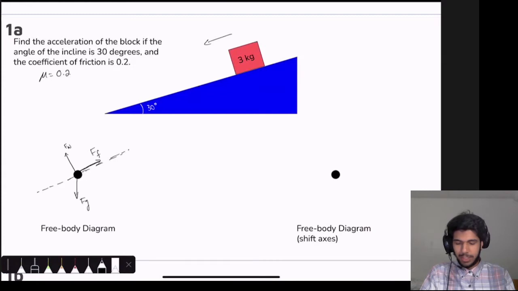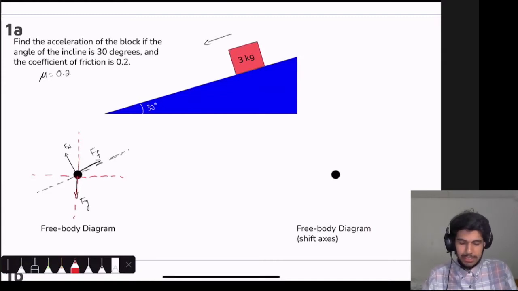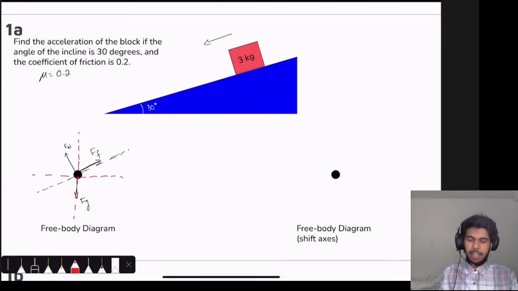And it looks kind of weird, right? Because the force of friction is at an angle and the normal force is at an angle. What I mean by angle is when we look at our normal coordinate axes, F_G points downwards, but F_F and F_N are kind of off, and that seems really annoying. Also, the direction of motion is at an angle, so that's very annoying. So what we typically do for these inclined plane problems is we shift our axes. We rotate our axes.